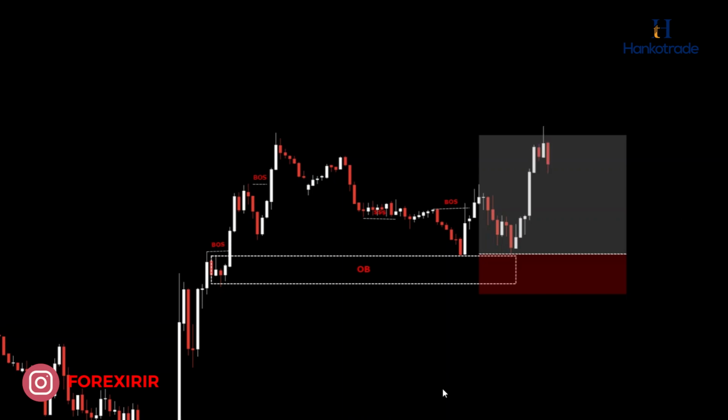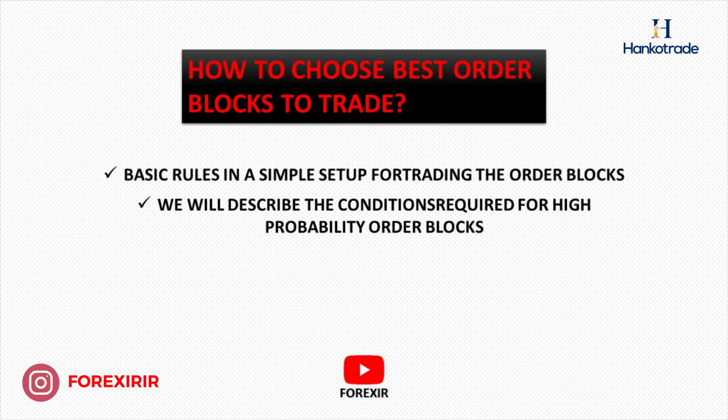In this video, we'll start by explaining the fundamental rules in a straightforward order block trading setup, and then share the results of our backtesting. Furthermore, we'll discuss the necessary conditions for high probability order blocks and strategies to enhance their win rate.